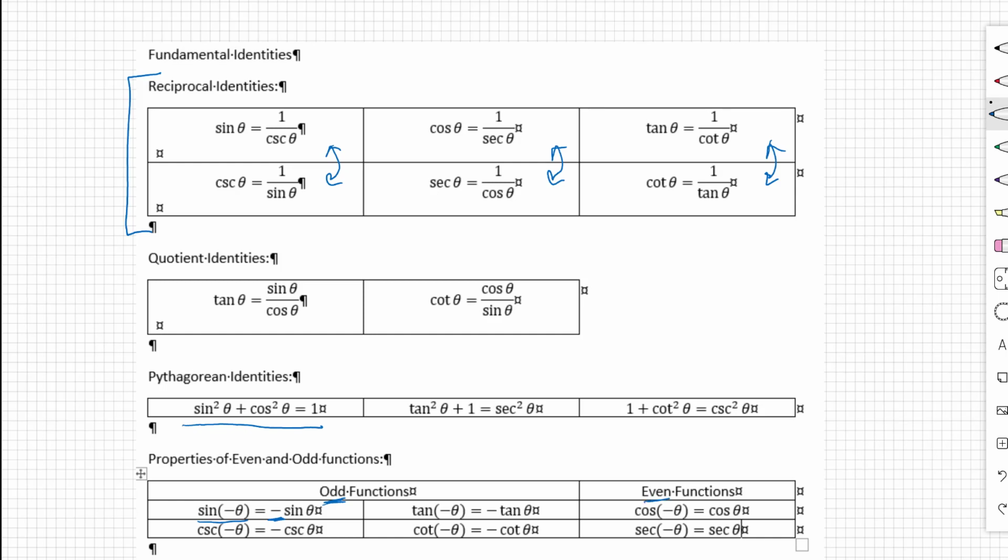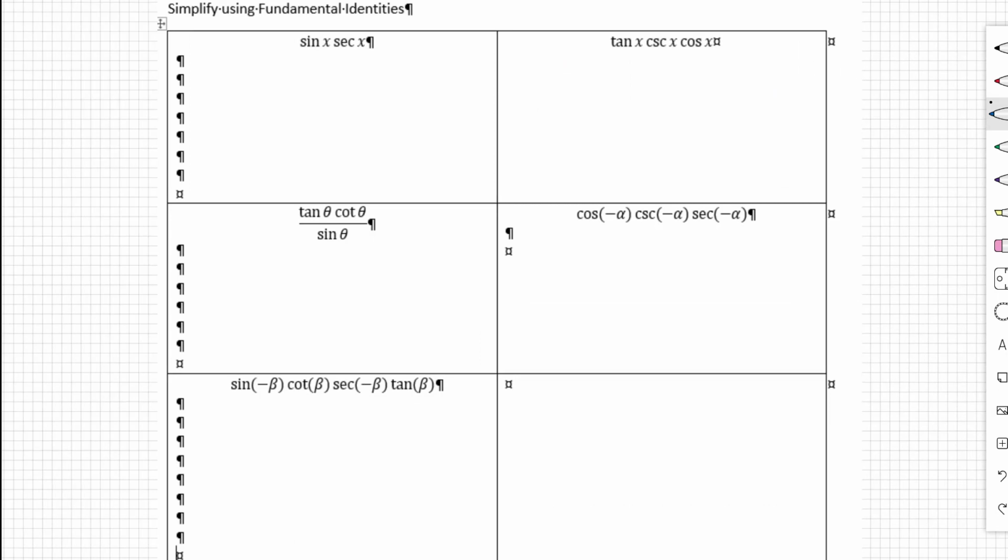Even functions, however, if we negate the input, it has no impact on the output. In other words, cosine of 60 degrees is going to be the same as cosine of negative 60 degrees. And the same goes for secant. So let's use this information. I put this in as a sheet that you should be able to see and print. Let's use this information to simplify some fundamental identities.